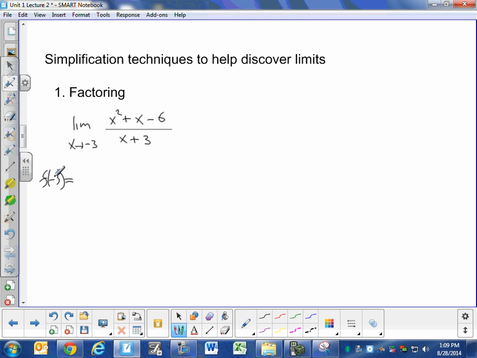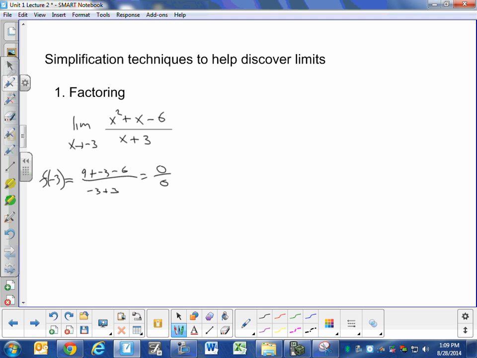First thing I would do is try to plug in negative 3. I get 9 plus negative 3 minus 6 divided by negative 3 plus 3. Well, we got 0 over 0, undefined. Now, that doesn't necessarily mean the limit doesn't exist.